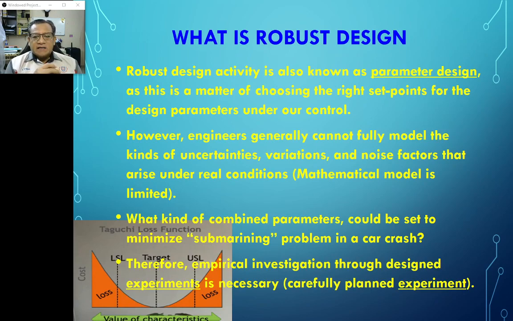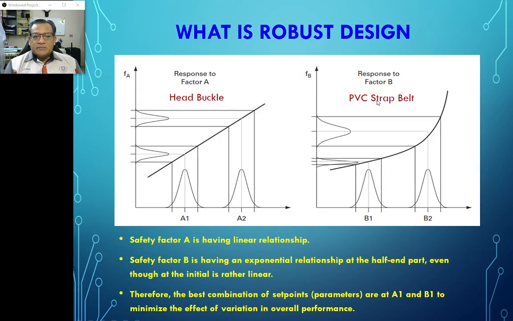So let's take a closer look at the mechanism of robust design. It says that robust design activity is also known as parameter design, where you are designing the best set point for that product, as this is a method of choosing the right set point. The right set point is like this. You are choosing A1 and B1 as the best combination to test A against B factors, right?